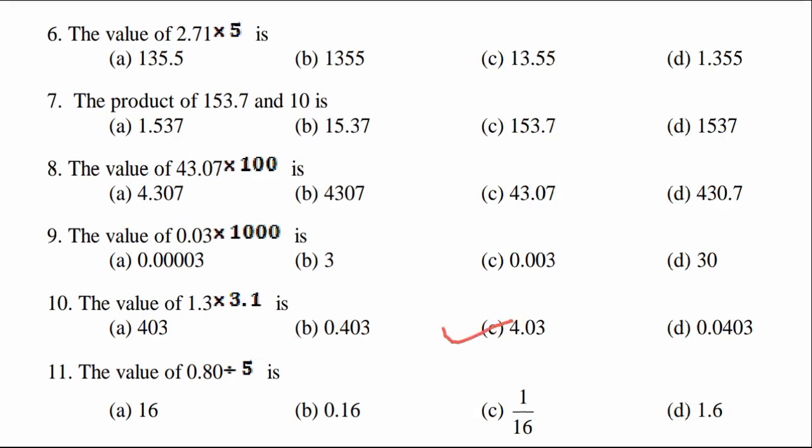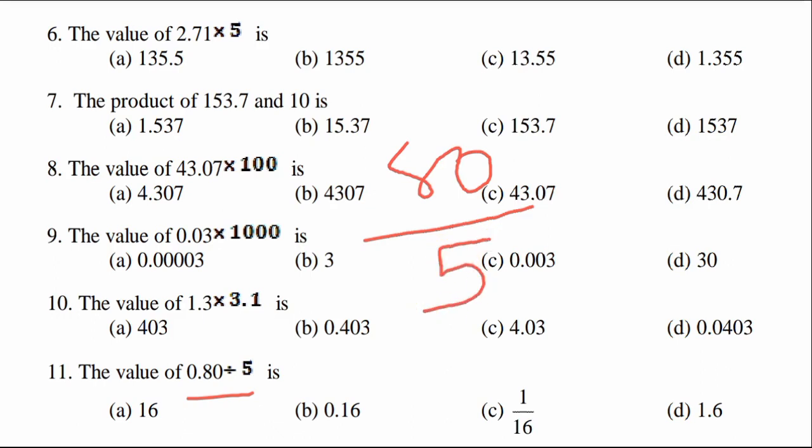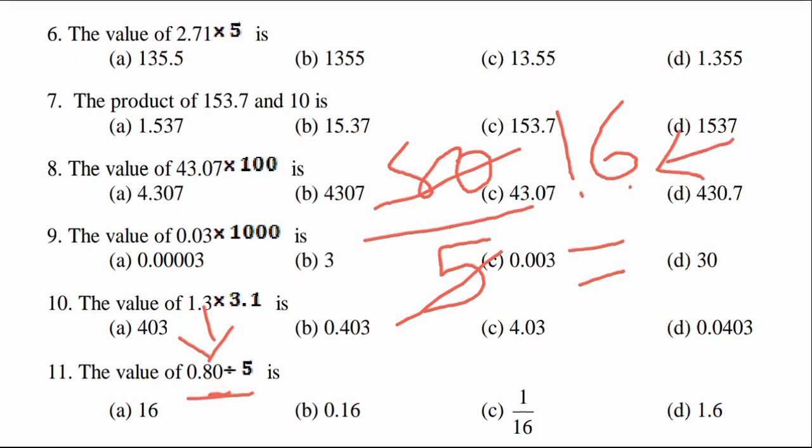Question number 11. The value of 0.80 divided by 5 is... First we remove this decimal point and we write directly 80. 80 divided by 5. We know that 16 fives are 80. Here we get 16. Now we put this decimal point after these two digits from the right-hand side, 1 and 2, and we put the decimal point here. So the answer is 0.16, and it is given in option B.